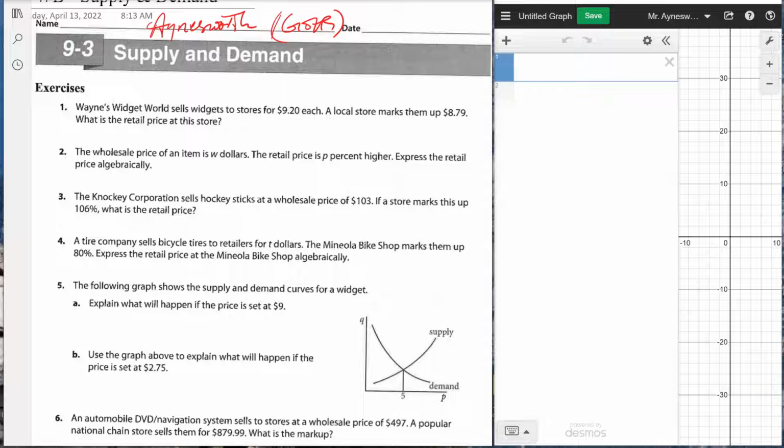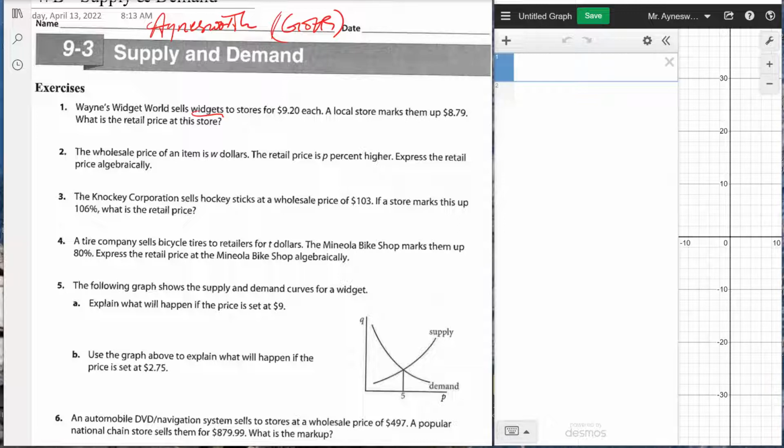Number one here, Wayne's Widget World sells widgets. A widget is just a general term for an item. That could be any item that's being produced, like a Microsoft pen, a whiteboard marker, a pencil, a car. It could be anything that's produced in a factory.